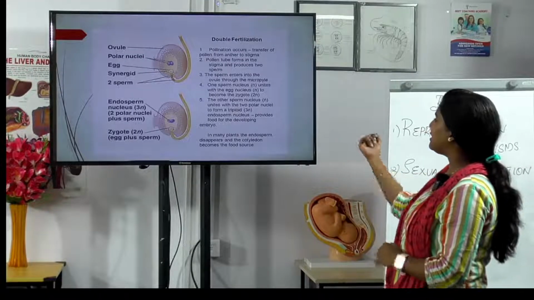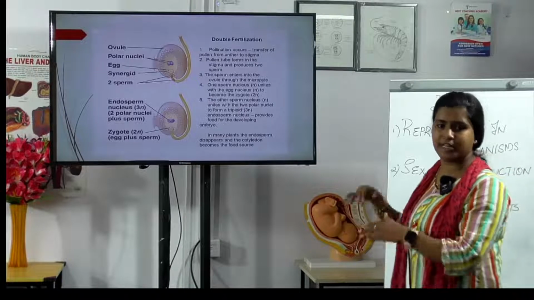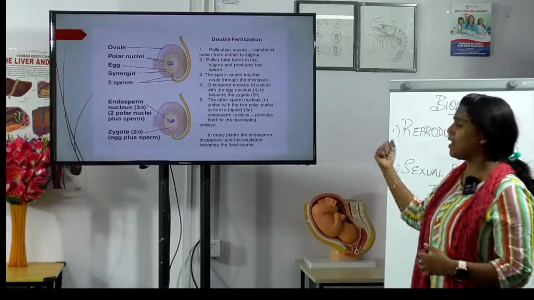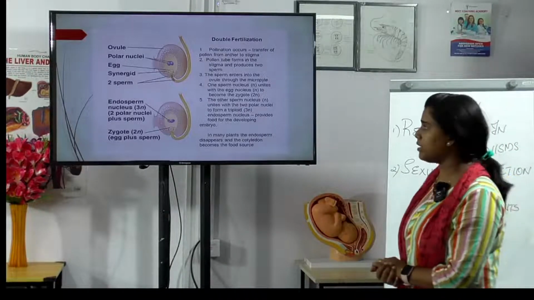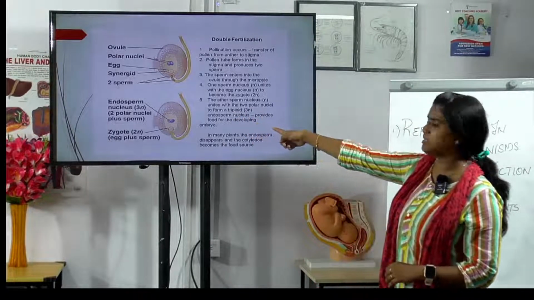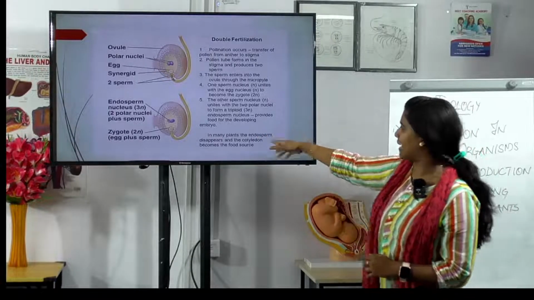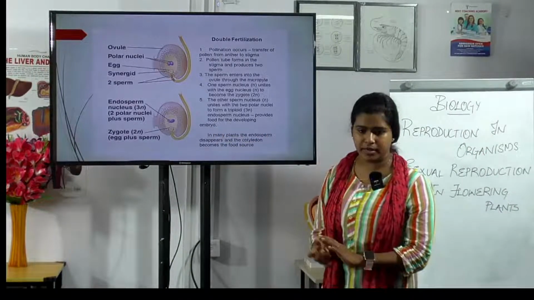In many plants the endosperm disappears and the cotyledon becomes the food source. When there is no double fertilization, the cotyledon becomes the food source. Okay, see, the endosperm nucleus and the two sperms are produced, the zygote is the egg plus sperm, when it is fused.